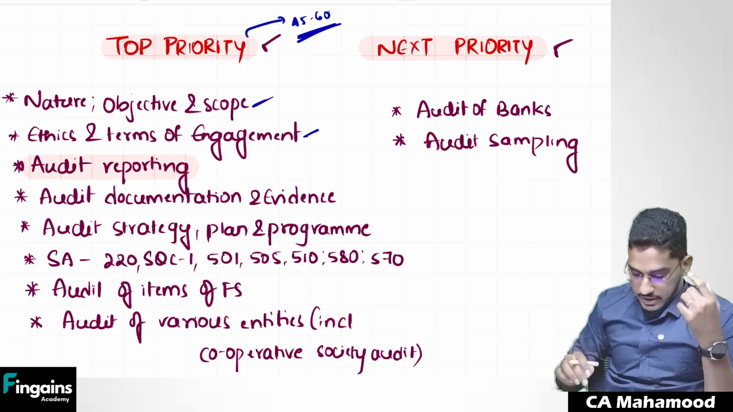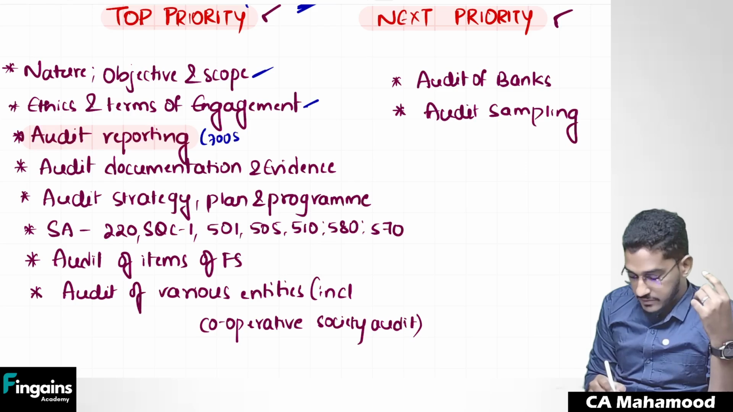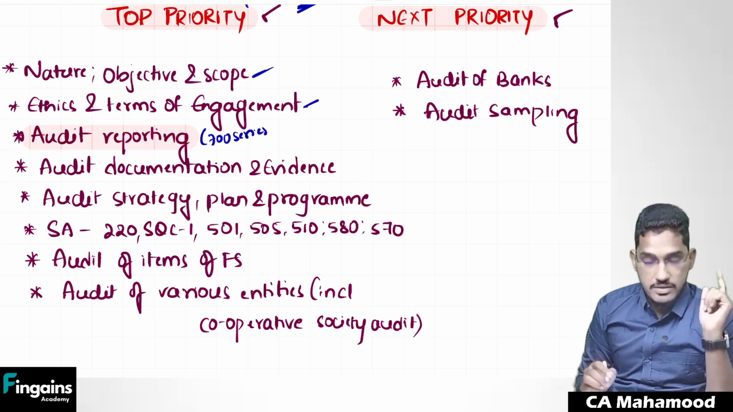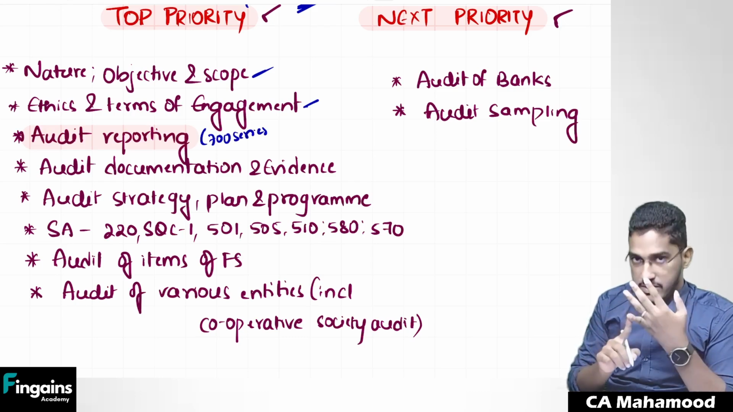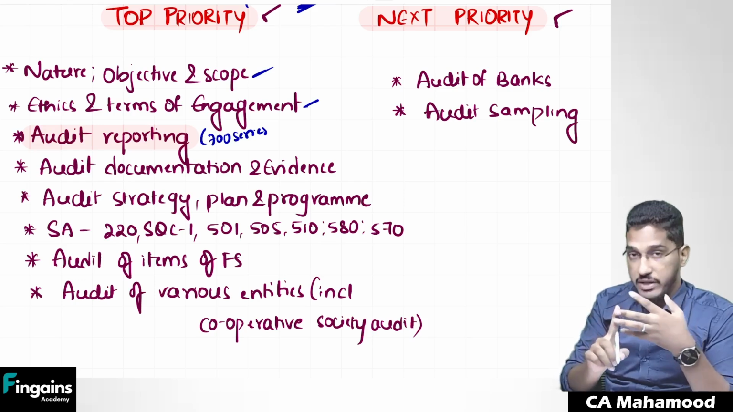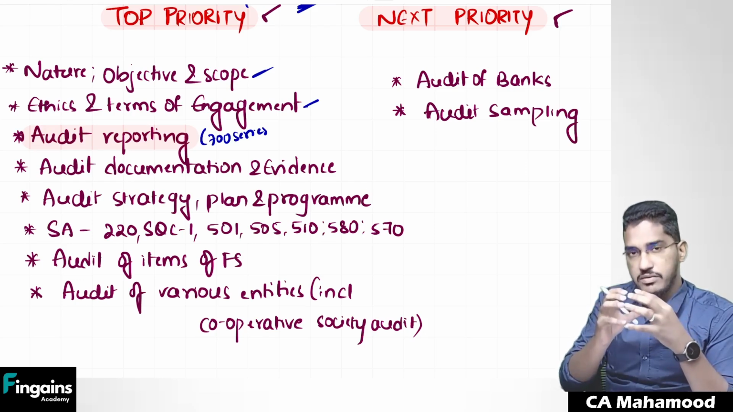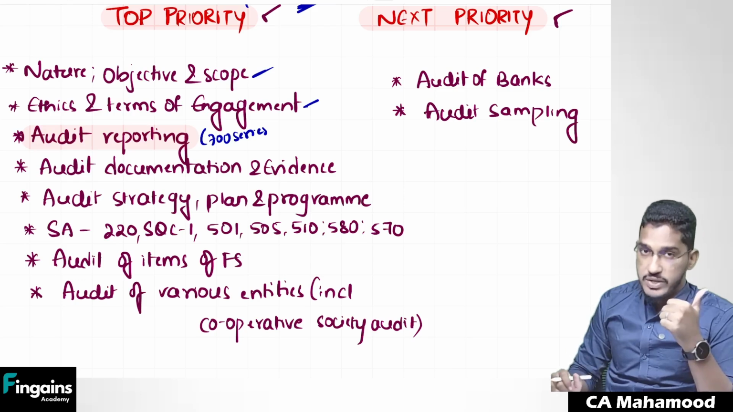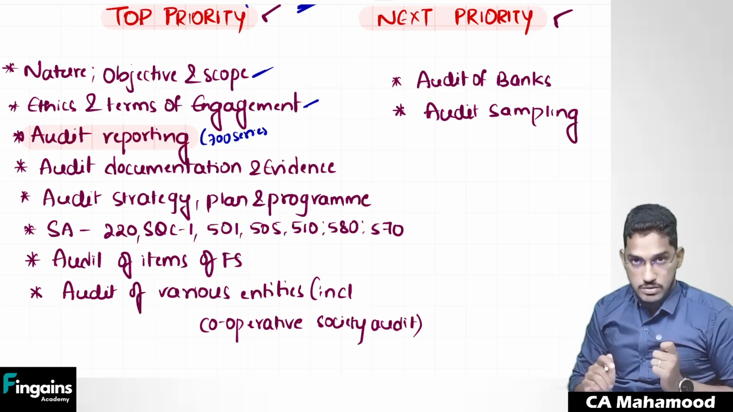What content do we have in the audit reporting chapter? We have the 700 series. So 700, 701, 705, 706. Emphasis of matter, other matter, key audit matter, different types of modified opinion, contents of the auditor's report. These are key areas from which you can expect questions. Mainly different kinds of opinions, there you have to focus more.